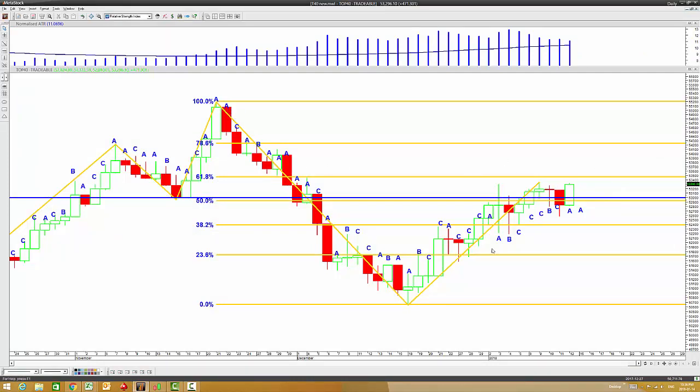We are still trending to the downside, and this would be regarded as a retracement within a downtrend. What's going to be interesting to see is if the market can firstly push through that 61.8 level, and then we'd have our eyes on that 78.6 Fibonacci retracement level of this leg of the move over here.